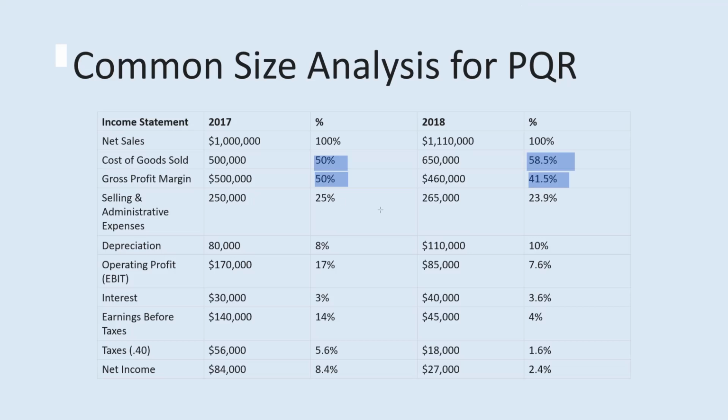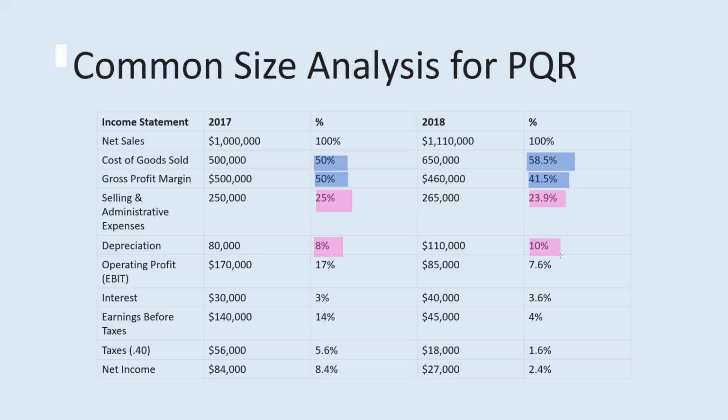Then the sales and administrative expenses. Compared to 2017, this company has been able to reduce its sales and administrative expenses. However, compared to 2017, the depreciation expenses have increased. Why have the depreciation expenses increased? This may be due to the acquisition of a new asset. That's why the depreciation proportion has increased.